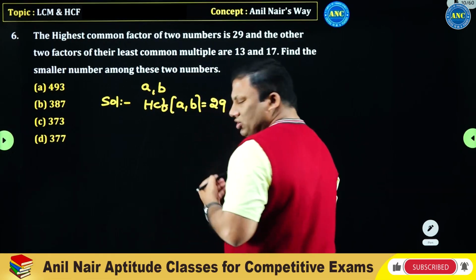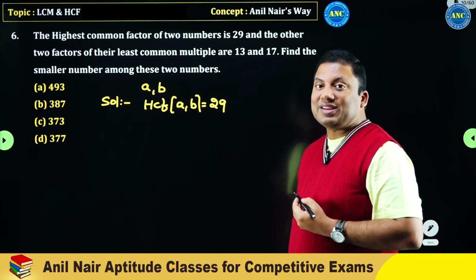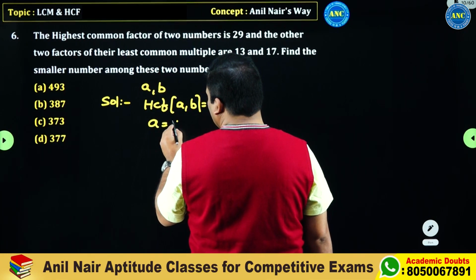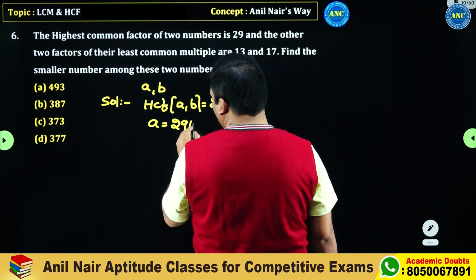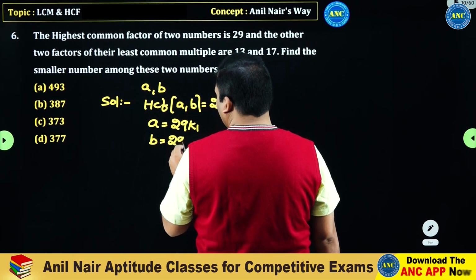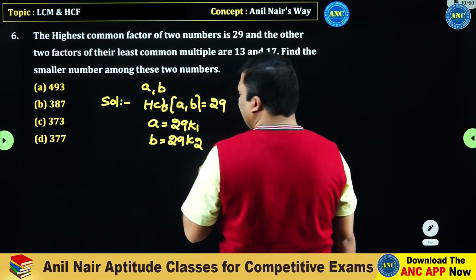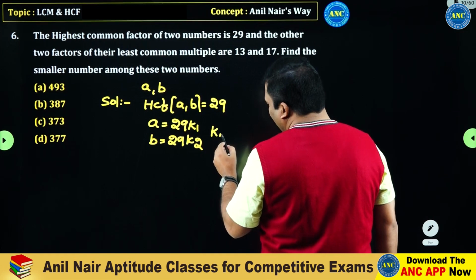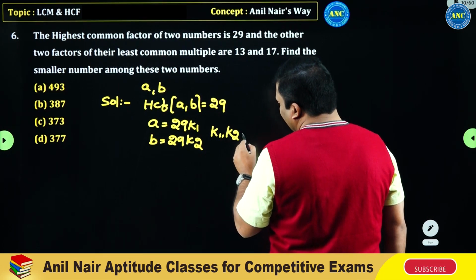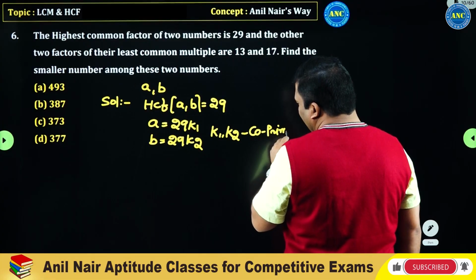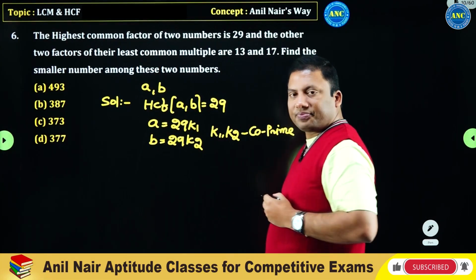That means, just now in the fifth problem we discussed a concept. What is the concept? A will be 29 K1, B will be 29 K2. What are K1 and K2? K1 and K2 are co-prime numbers.